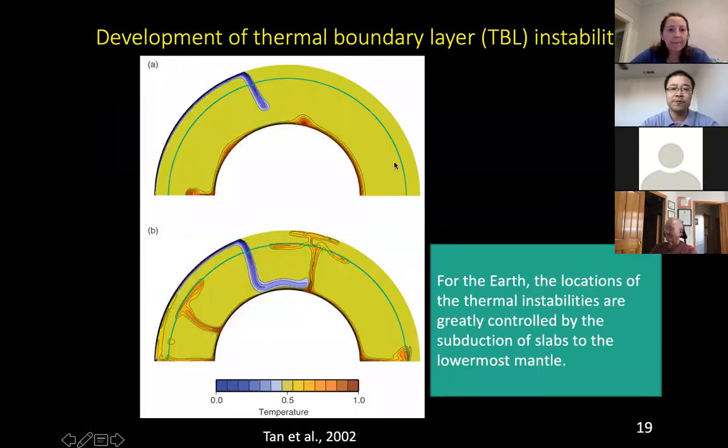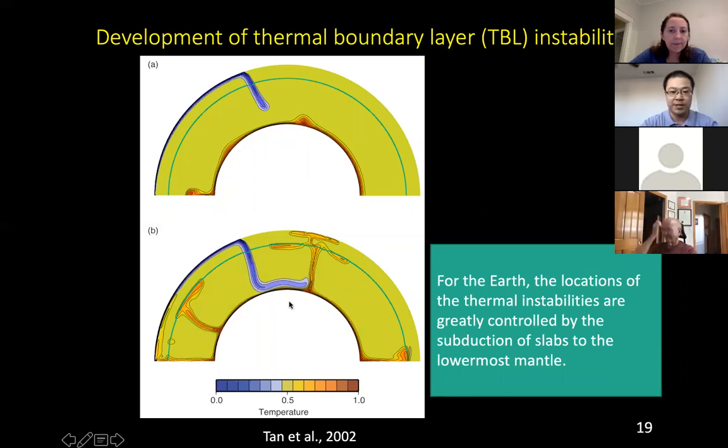So this figure shows the previous seismic and geodynamic modeling results by Tan et al. 2012. The figure on the top shows a blue subducted slab reaching the mid-lower mantle. And the bottom shows the thermal anomaly starting to develop.